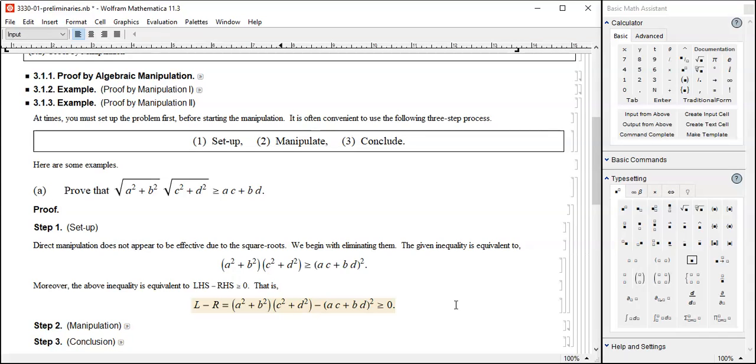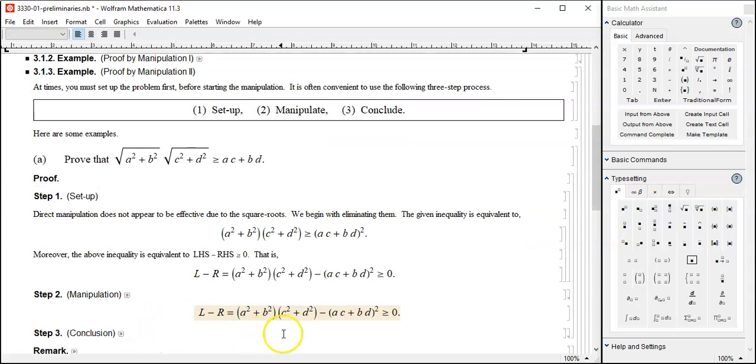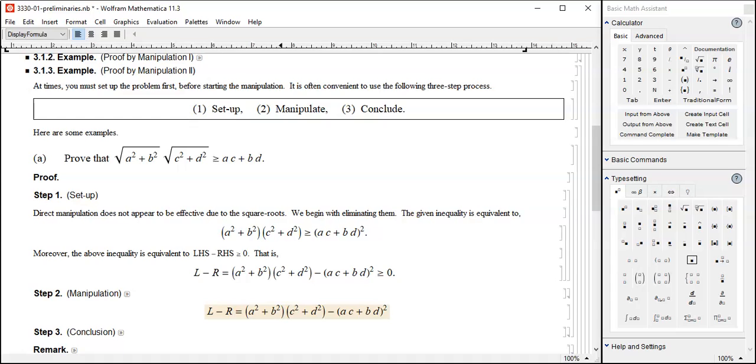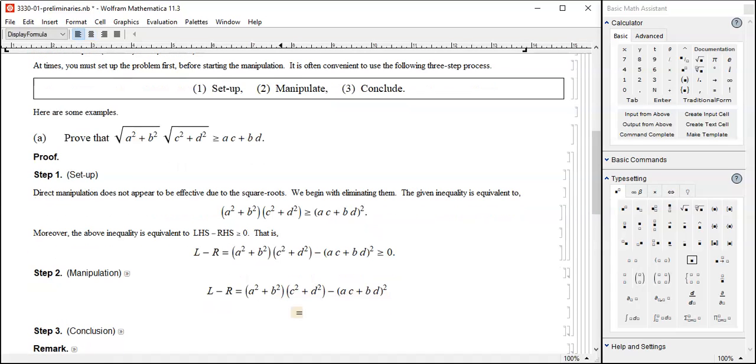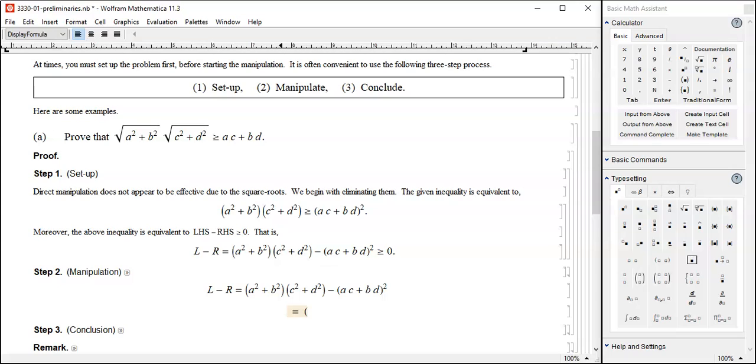Okay, will this help? Well, let's try. This may work. So let's copy and paste this thing. All right. And then let's begin working it out. a squared times c squared first, and then outside a squared times d squared. Inside b squared times c squared, and finally last b squared times d squared.